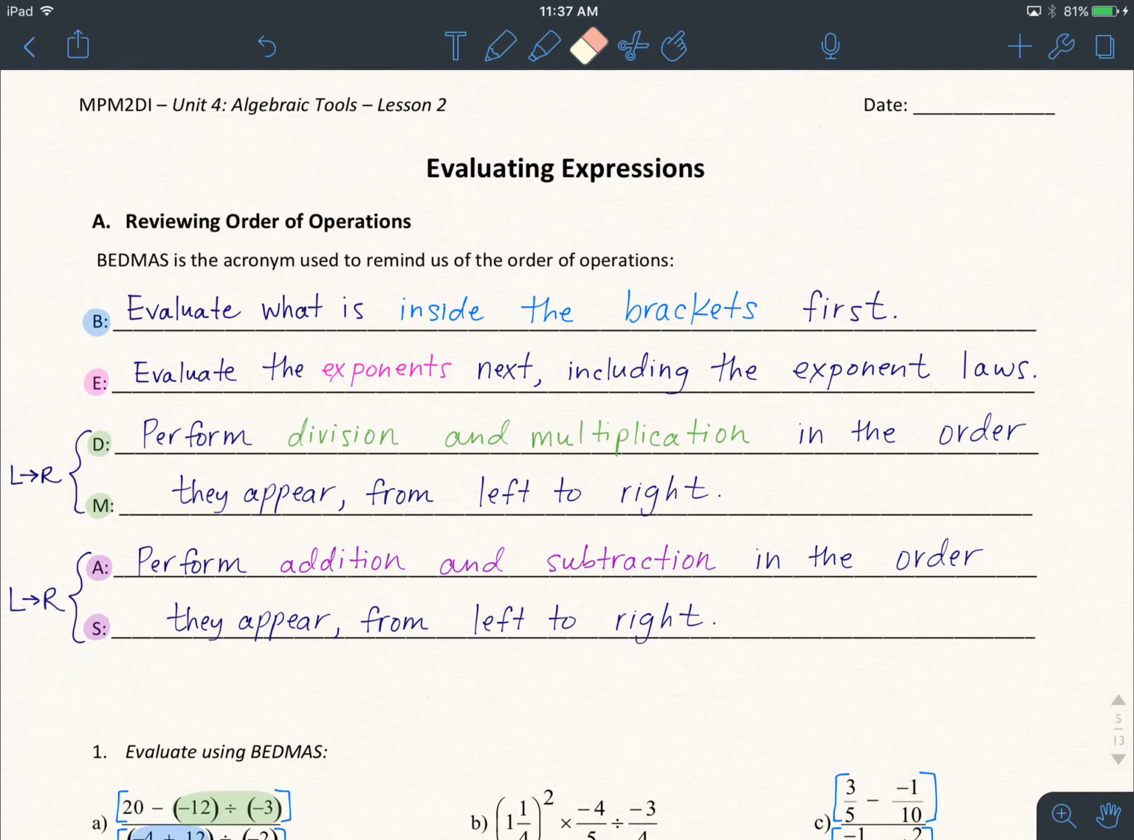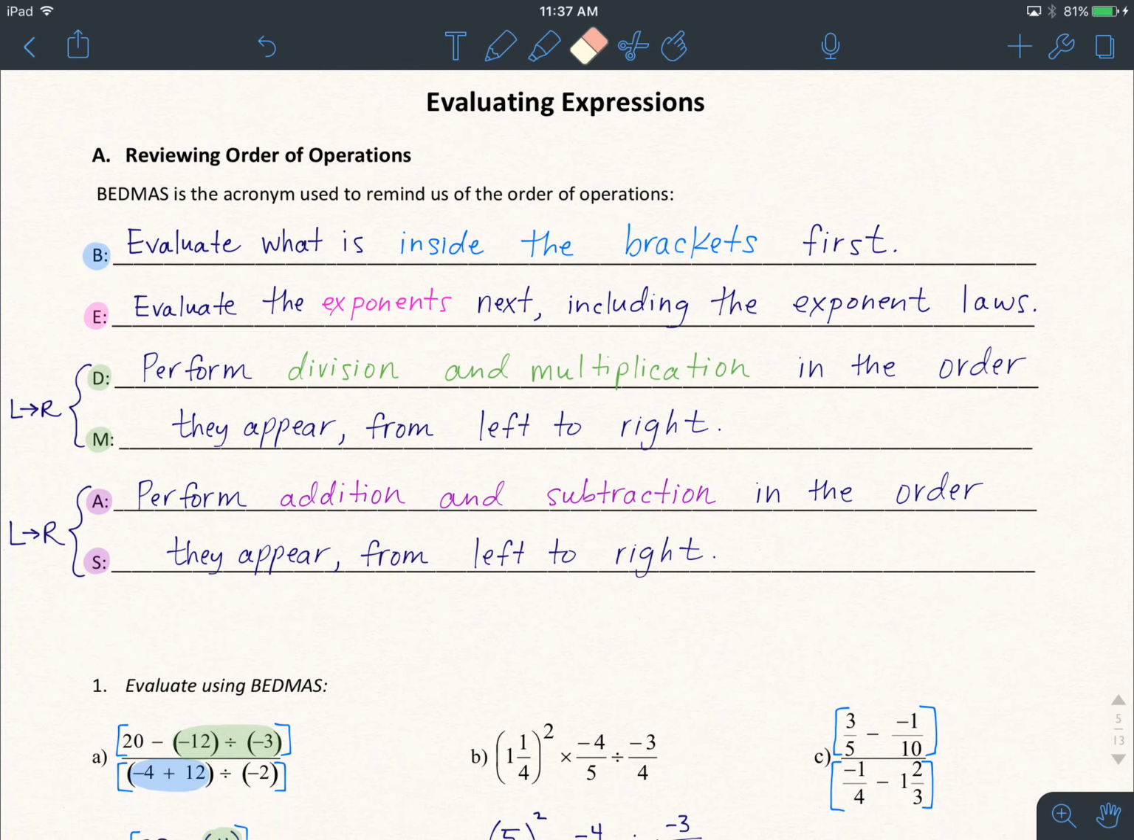This is evaluating expressions. So we are going to look in this lesson at how to evaluate, which means sort of figuring out a string of numbers and operations and getting them evaluated down to a single final answer. The order in which we perform the operations in any expression is guided by this acronym that should be quite familiar to you called BEDMAS.